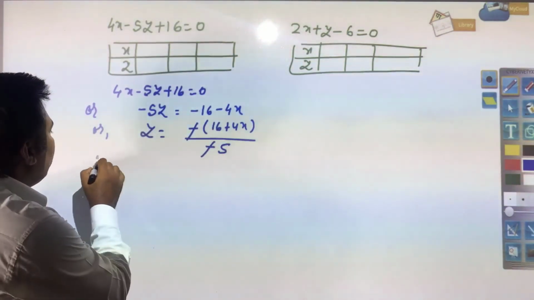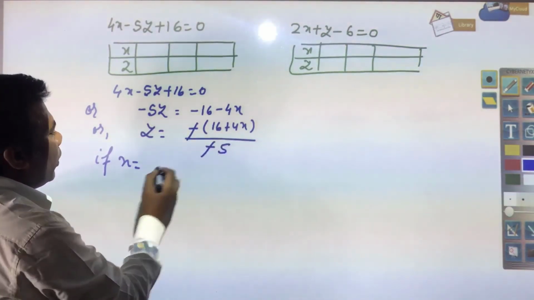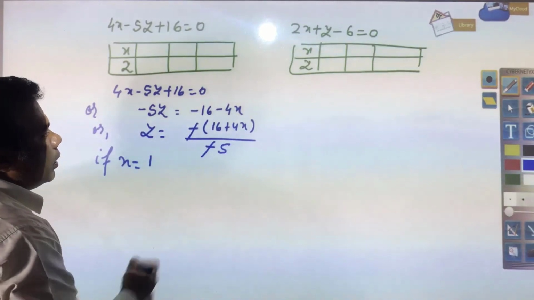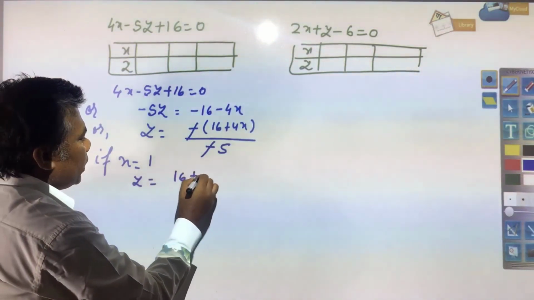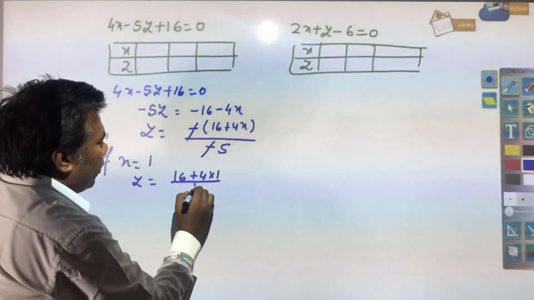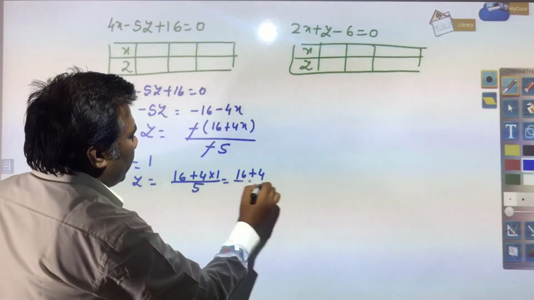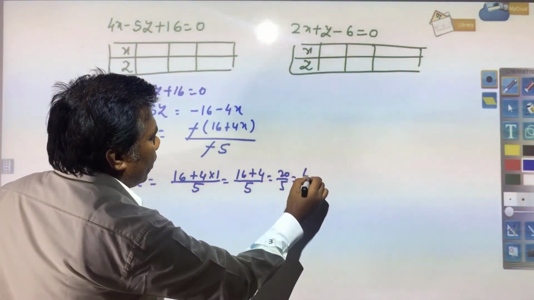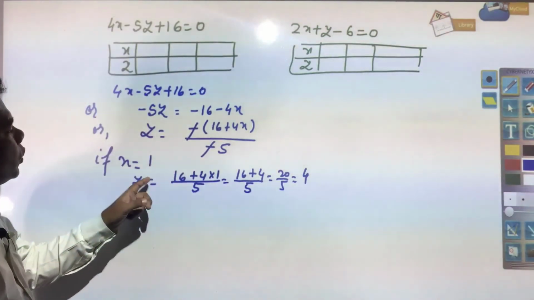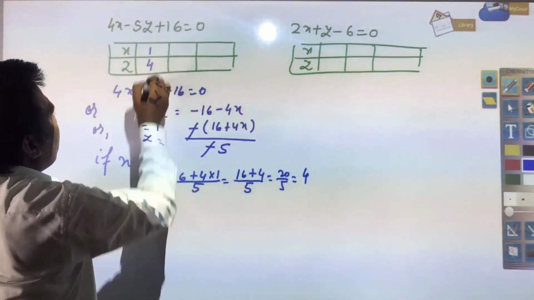Now, we will assume x is equal to 1. Then y will be equal to 16 plus 4 into 1 divided by 5. It means 16 plus 4 divided by 5, which is 20 by 5, and you will get 4. So, when x is equal to 1, y is equal to 4.